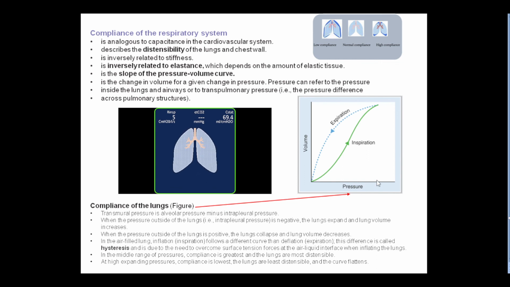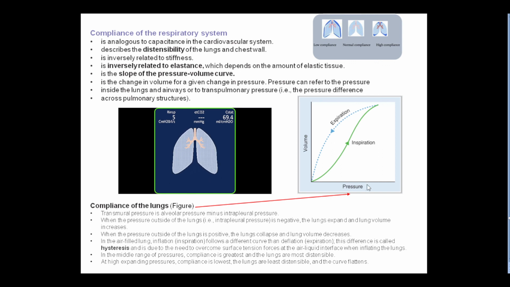Pressure, in this case, we're talking about the pressure inside the lungs and airways, or the transpulmonary pressure, which means the difference between the intra-alveolar pressure and intrapleural pressure. So that's the pressure across the lungs. So why do we need compliance of the lungs?